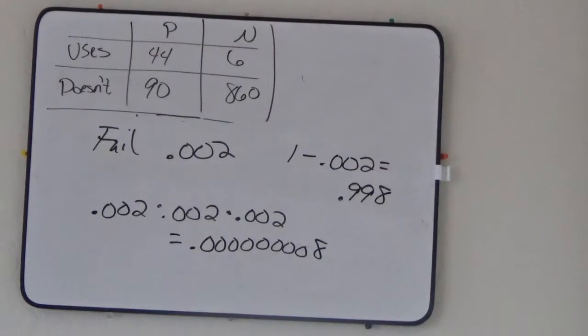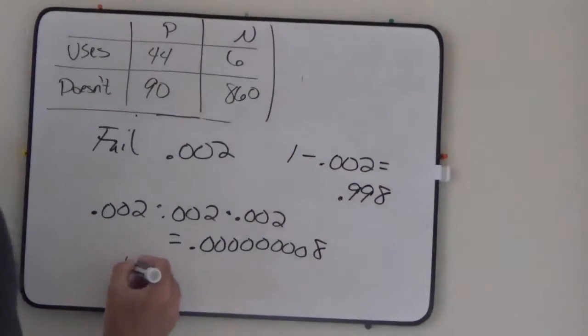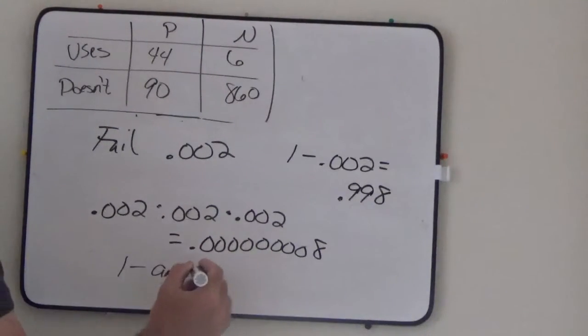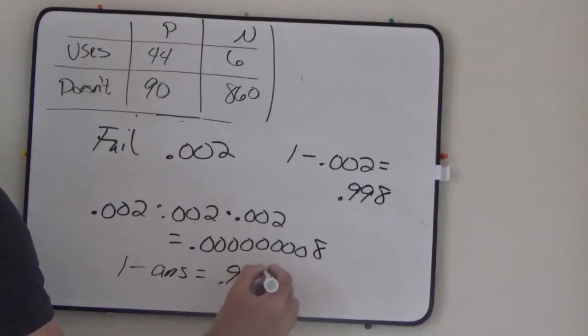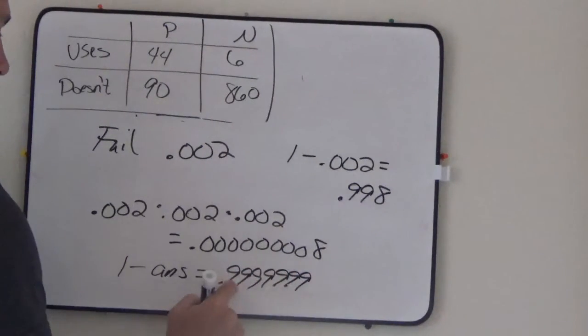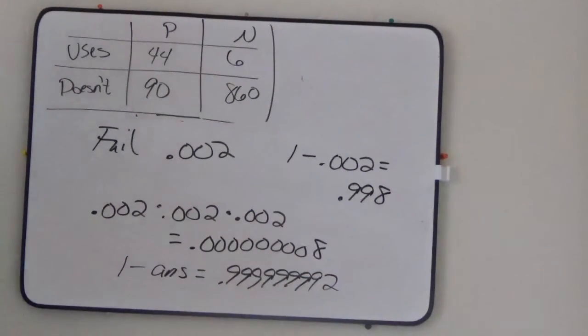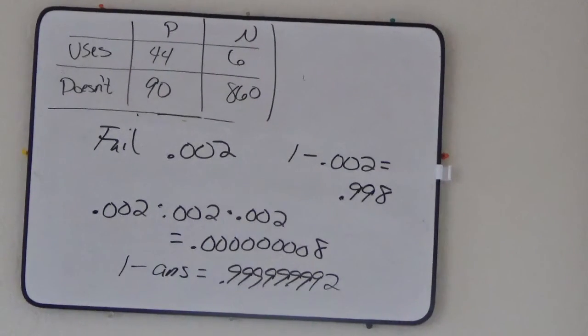That's really good news, to be honest with you. But we want to find the probability that it does not fail. In other words, the probability of success. So again, we're going to go to the complement of that. 1 minus this answer, I'm just going to put ANS for answer, so I don't have to rewrite that, is going to give me 0.9999999, 1, 2, 3, 4, 5, 6, 7, 8, and then a 2. That is a pretty high probability. It's basically 100% probability that your hydraulic system with three of them will not fail you on a flight.